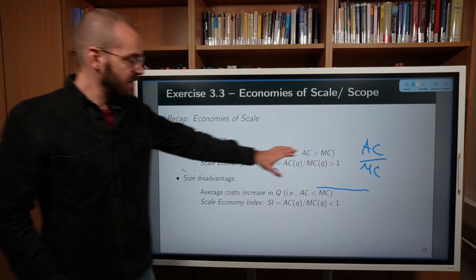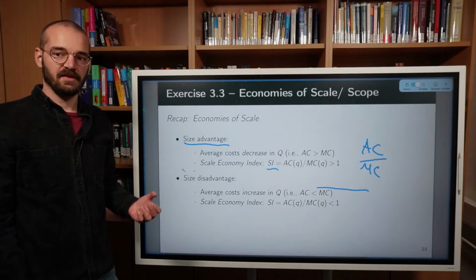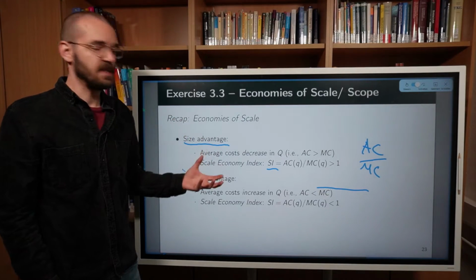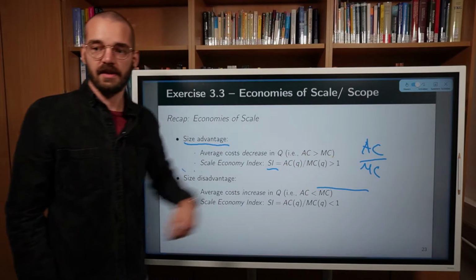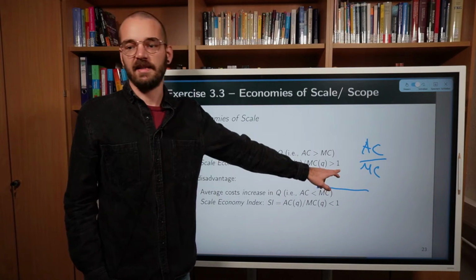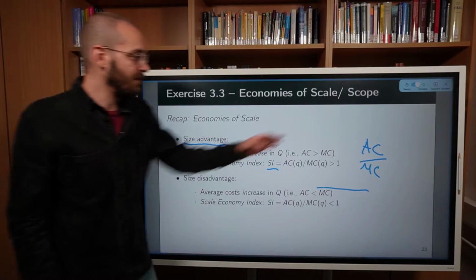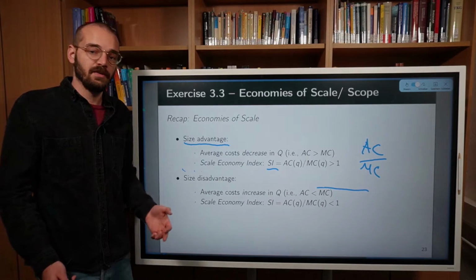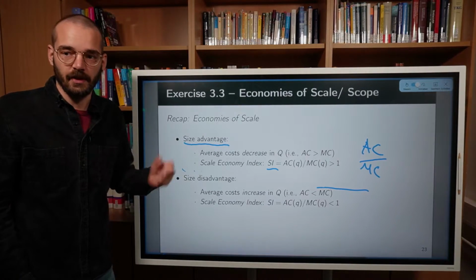All right? So this is nothing new. This is just another way of saying we have economies of scale, and it still relies on the same two values, namely the average costs and the marginal costs. Just by putting them into relation, we get one single nice number, and in case this number is larger than 1, this of course tells us that average costs were larger than marginal costs, and that tells us that we have decreasing average costs in Q, or in other words, economies of scale.